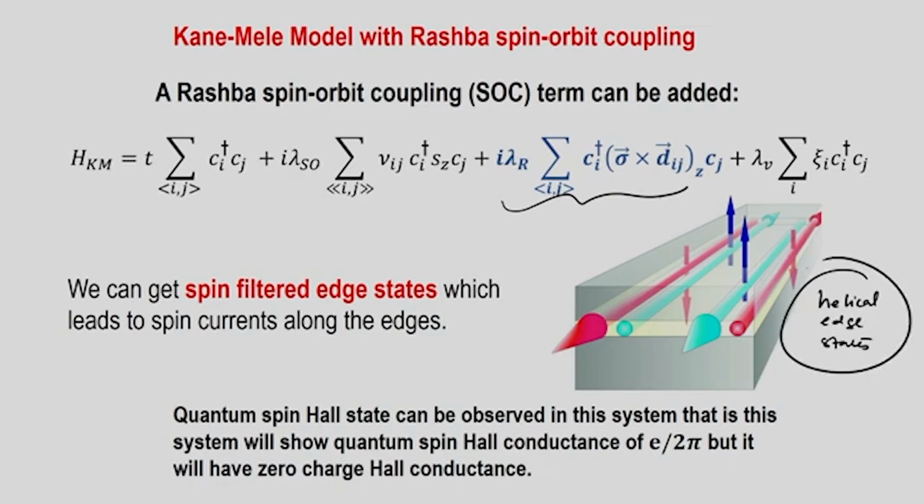Okay. So, quantum spin Hall effect can be observed in the system, and the system will show a quantum spin Hall conductance of e over 2 pi, but will have 0 charge Hall conductance for the reason that we have already said. For having a Hall conductivity, you need to have the time reversal symmetry broken for the charge Hall, the usual Hall effect that we talk about.